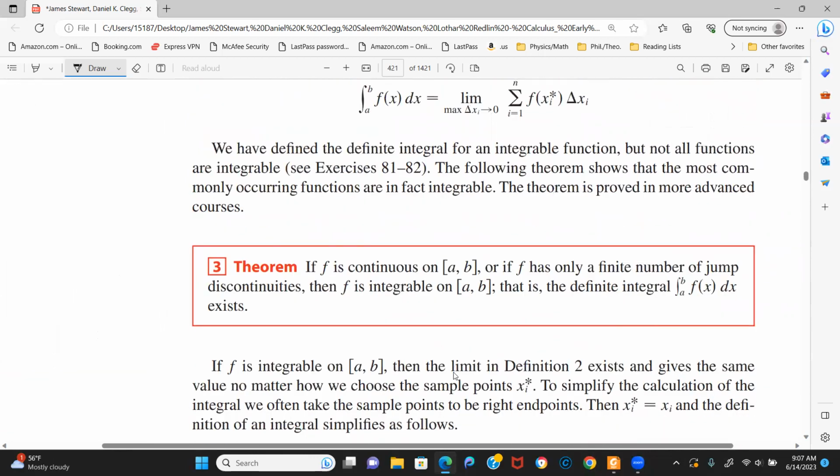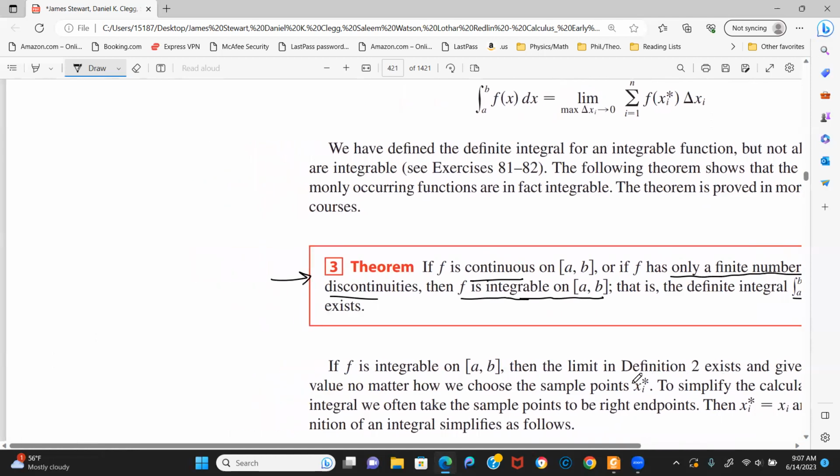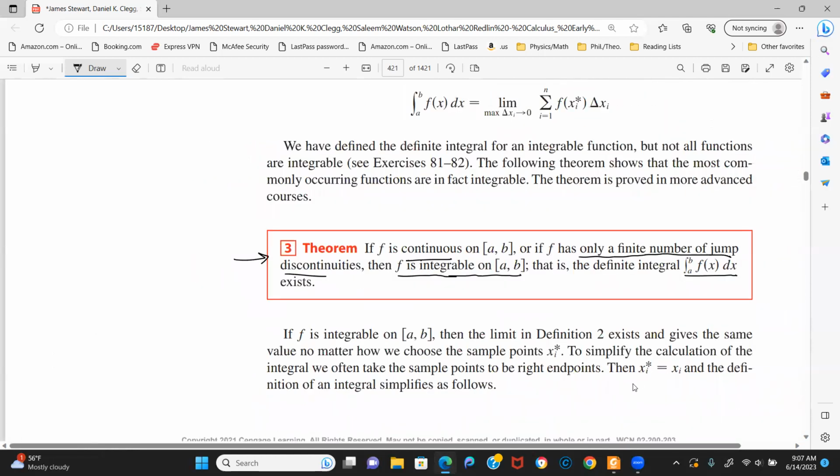It's really huge. This theorem says that if your function is continuous, or it only has a finite number of jump discontinuities, then the function is going to be integrable on the interval. That is, this number right here exists and it satisfies the properties in the definition. And this kind of makes sense if we think about f being positive on this interval.